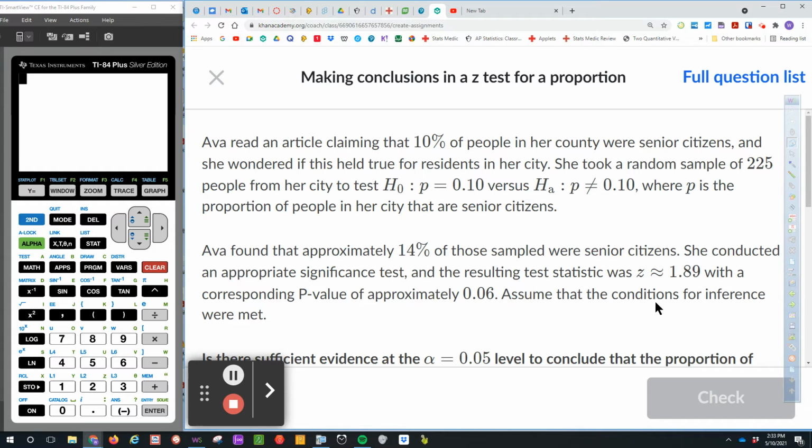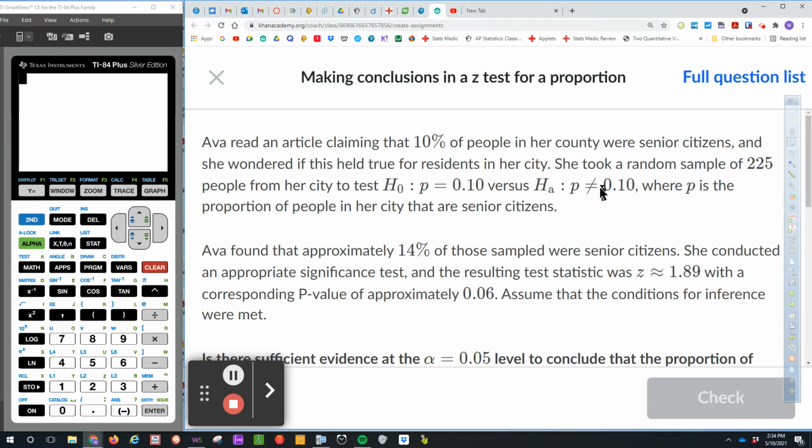Ava read an article, right? Read an article claiming that 10% of people in her county were senior citizens, and she wondered if this held true for residents in her city. She took a random sample of 225 people from her city to test. So H naught is the population proportion that are senior citizens, 0.1, versus HA, the alternative hypothesis, that it's not equal to 0.1, right?